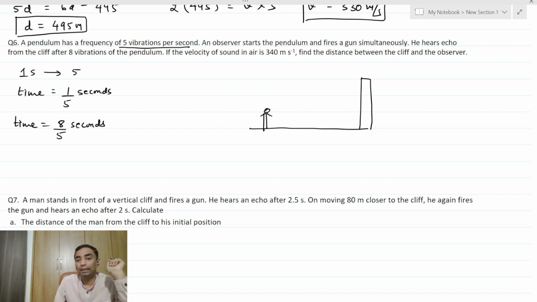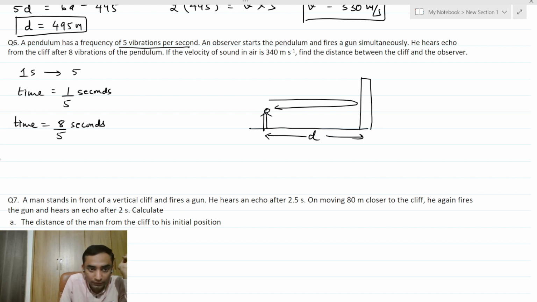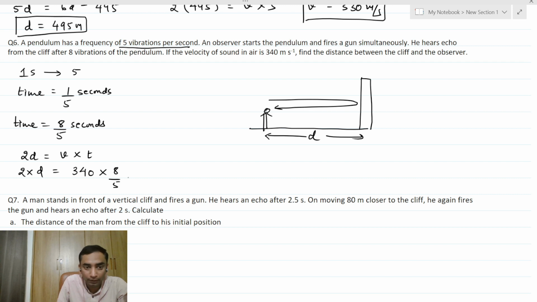And in this time, he hears the echo. So when the pendulum oscillates 8 times, the sound from the gun goes towards the cliff and reflects back. So the time taken to travel twice the distance is 8 by 5 seconds, correct? So this is distance d and again distance d. So if I take this distance as d, then twice the distance is equal to speed multiplied by time. The speed of sound is already given to us. So 2 into d is equal to 340 into 8 by 5, correct?